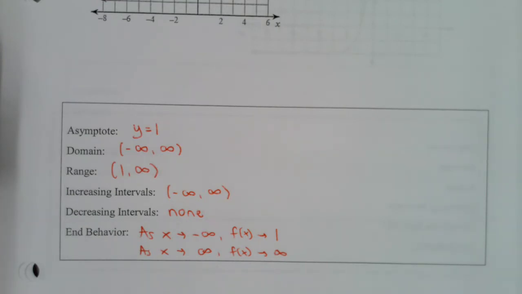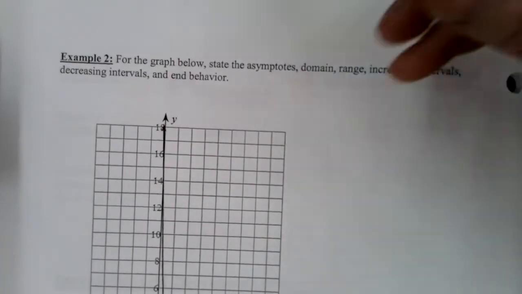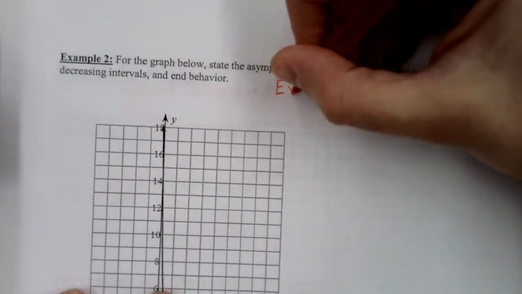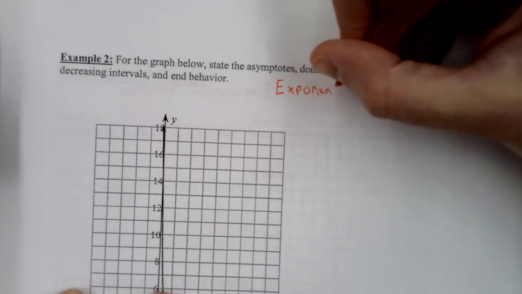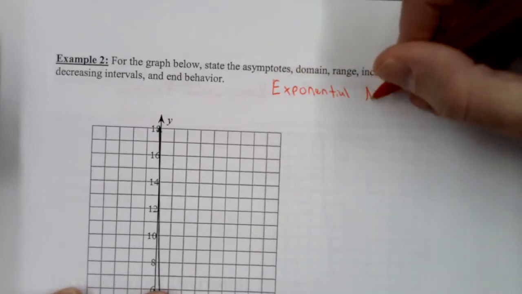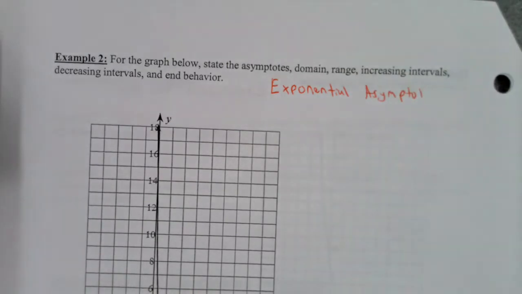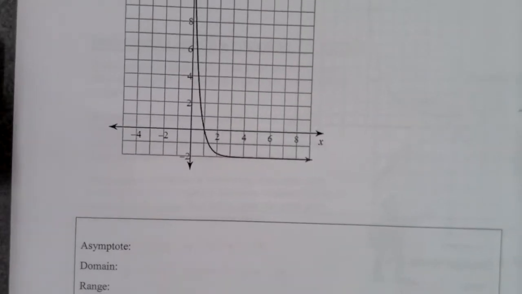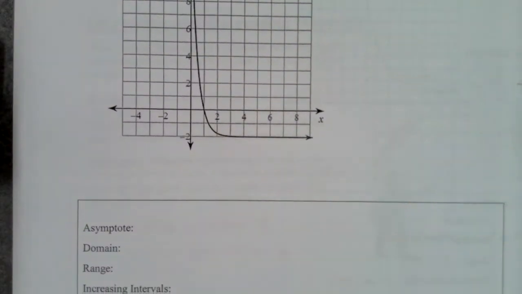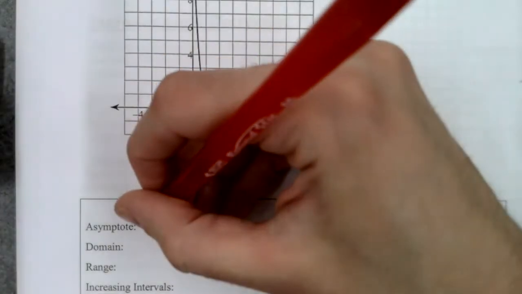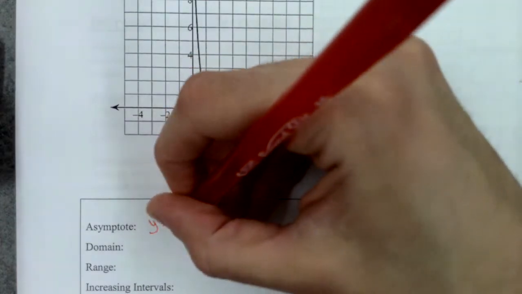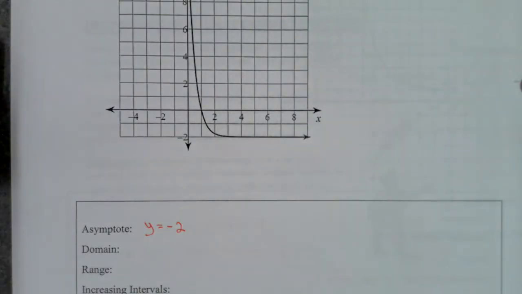Okay, next example. Example 2 is another exponential function. And again, I'll tell you that on the quiz. That way you know if it's a horizontal asymptote or a vertical asymptote, in case it's hard to tell. Oops, I should say exponential function, not exponential asymptote. Okay, so the asymptote is going to be y equals negative 2. Again, if you think the graph actually touches negative 2 and you say the asymptote is y equals negative 3, I'll be okay with that.